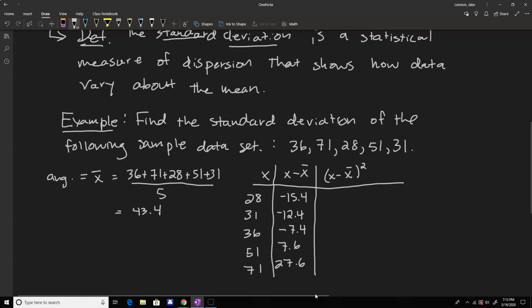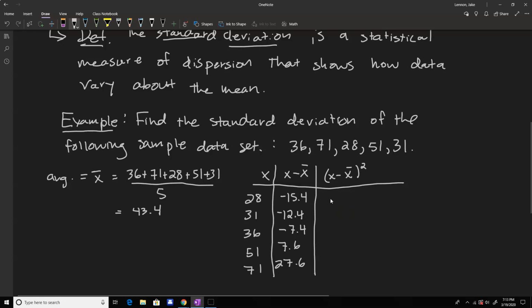So if we square them, we get a bunch of positive numbers, and then basically what we're going to do is divide by the degrees of freedom, which is the number of data points minus 1, and then take the square root of that value. So in this third column, all we're doing is squaring the number.